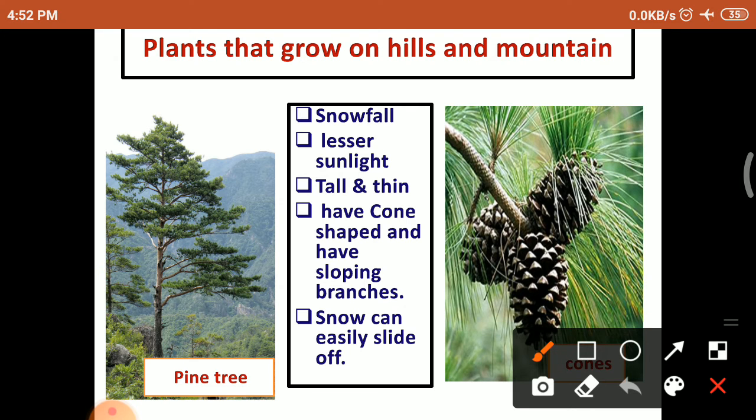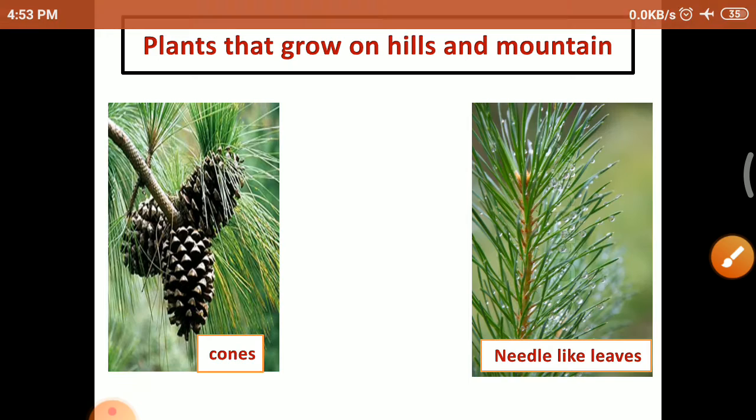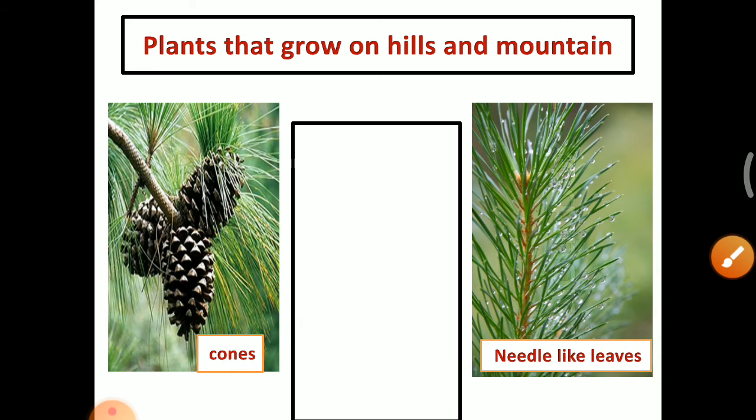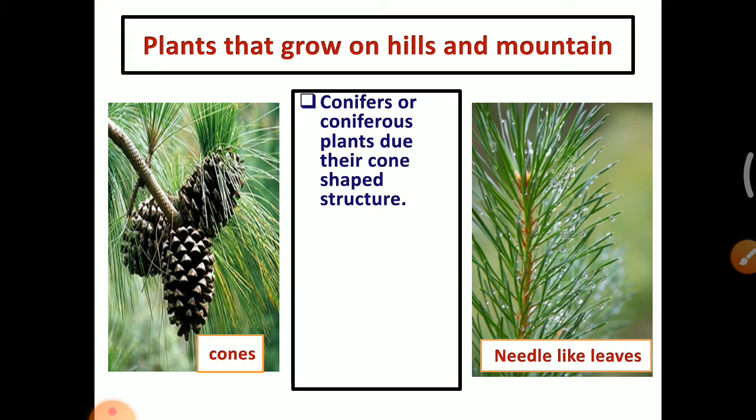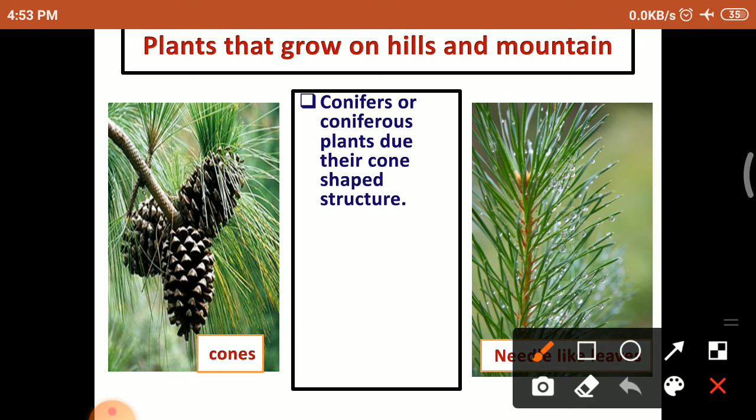And why are the branches sloping down? It helps the snow slide off easily. And these plants are also called conifers or coniferous plants due to their cone-shaped structure. Why are they called conifers or coniferous plants? Because of the cone-shaped structure.